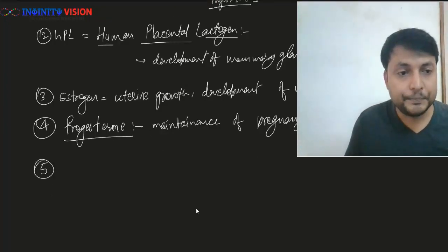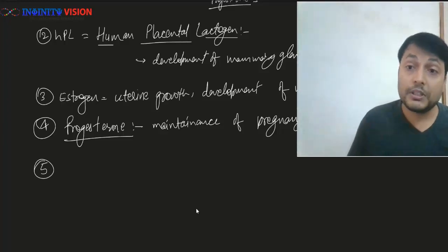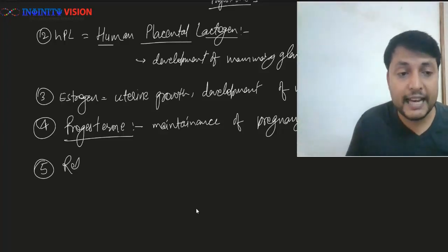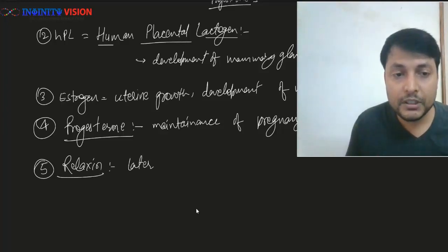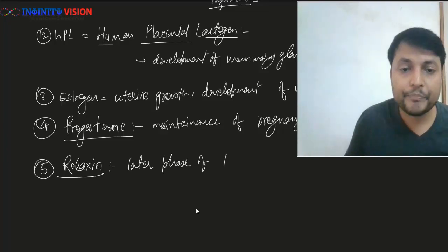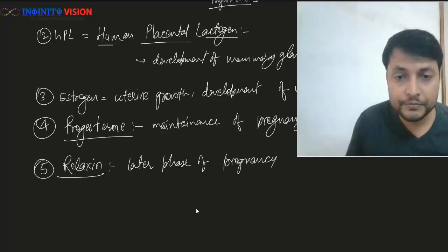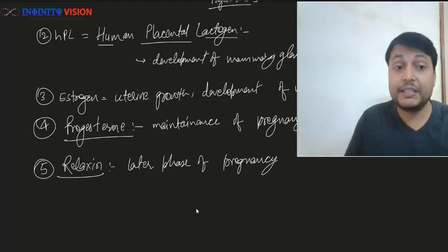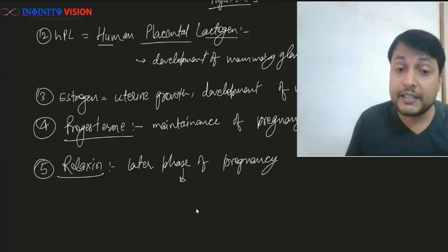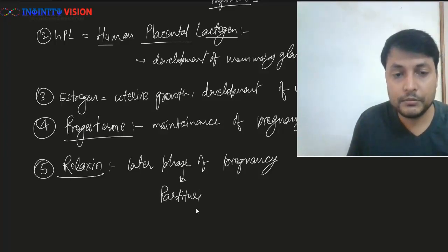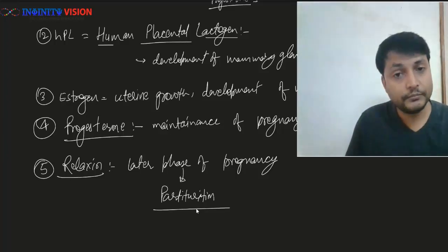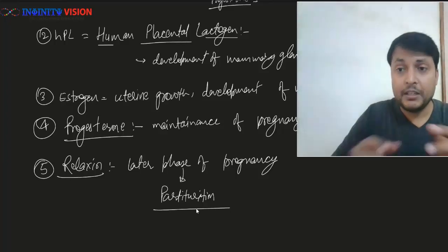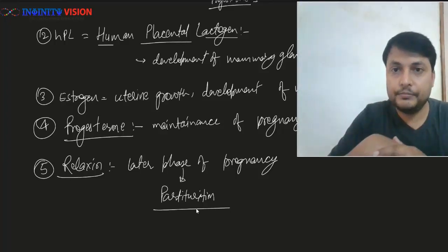Apart from this, what we see is the placenta is also responsible for the secretion of relaxin. Okay, so in later phase of pregnancy, relaxin is secreted by the placenta, which is responsible for parturition, that is childbirth. Great. It initiates the process. Okay, it helps in parturition.